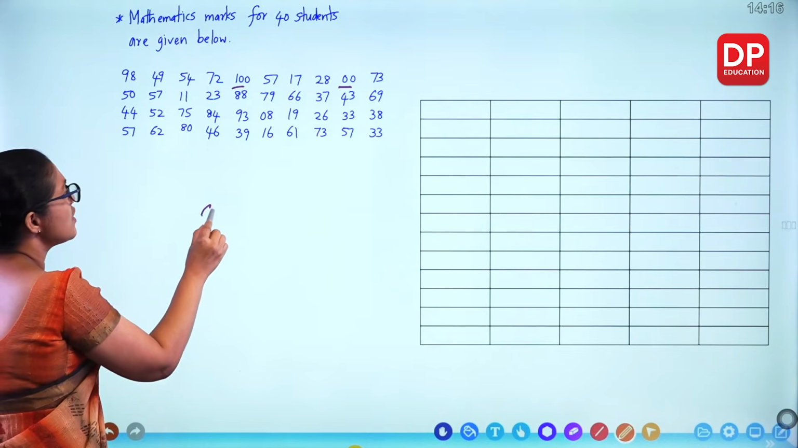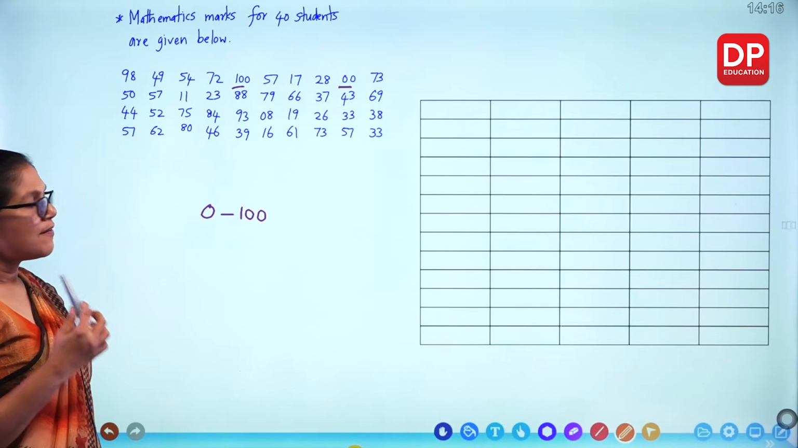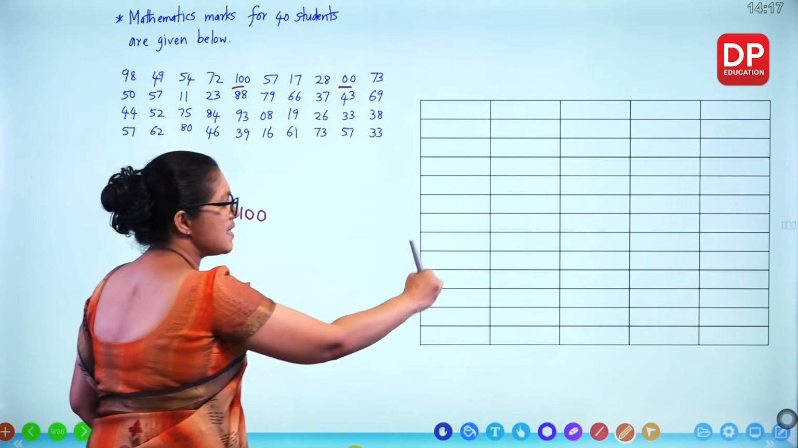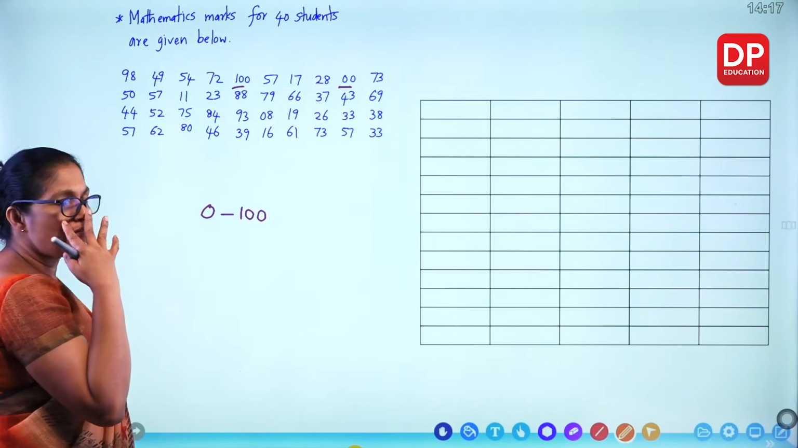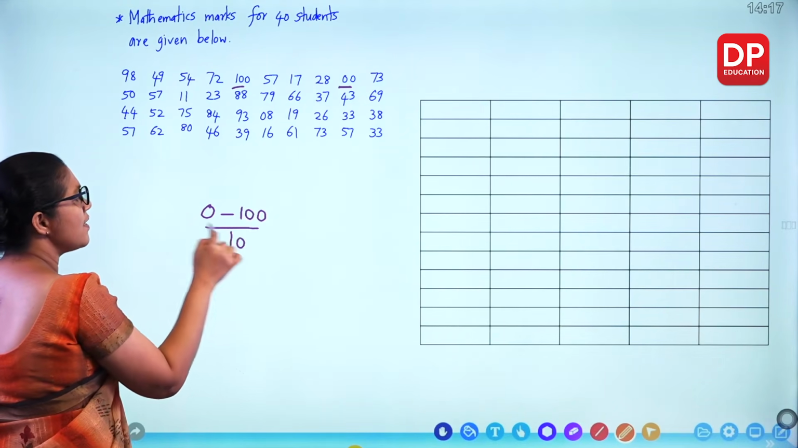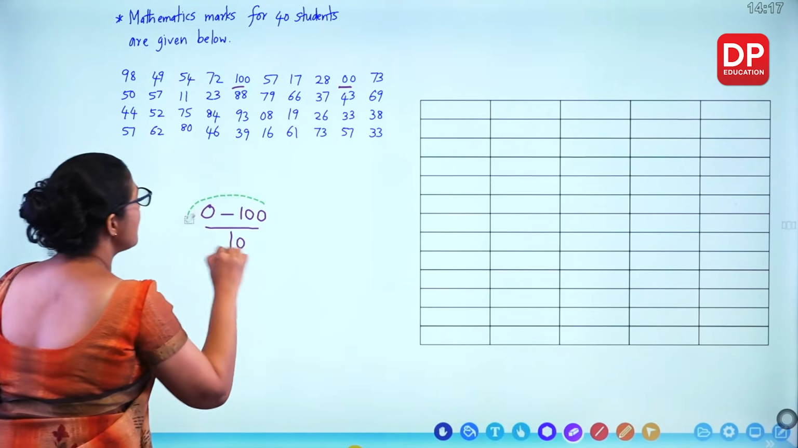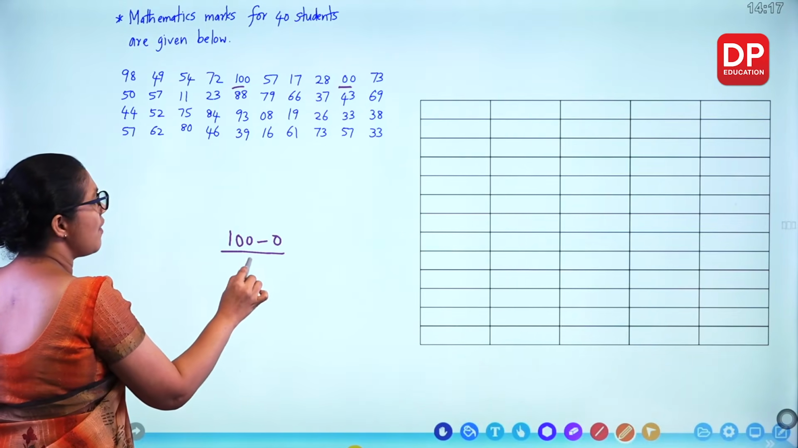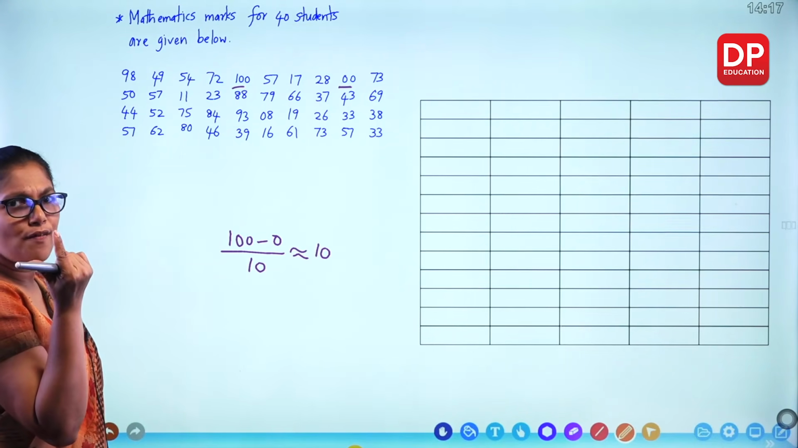So 0 to 100. Then we have to roughly see how many intervals there are and decide your interval. If we say we want roughly 10 intervals, you take the difference, not 0 to 100, the difference: 100 minus 0, divided by 10, roughly 10. So the size of the interval is roughly 10.